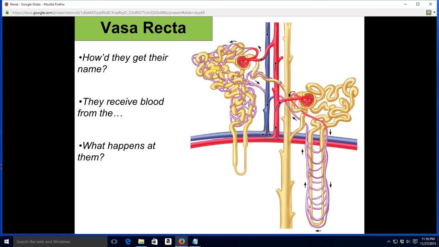All right, one more set of capillaries. Down here around the loop of Henle, we have a set of capillaries called the Vasa Recta. Vasa, vessels, recta, straight, because they're kind of straight looking. They're going to help the loop of Henle in its building of a concentration gradient in the renal medulla, which will help us steal water from urine if we need to.